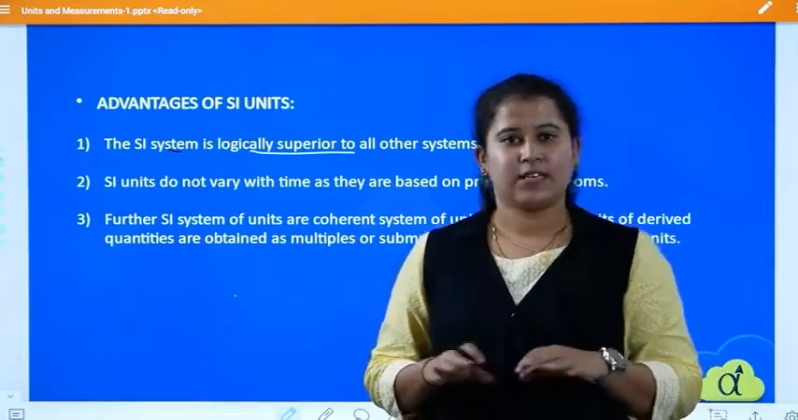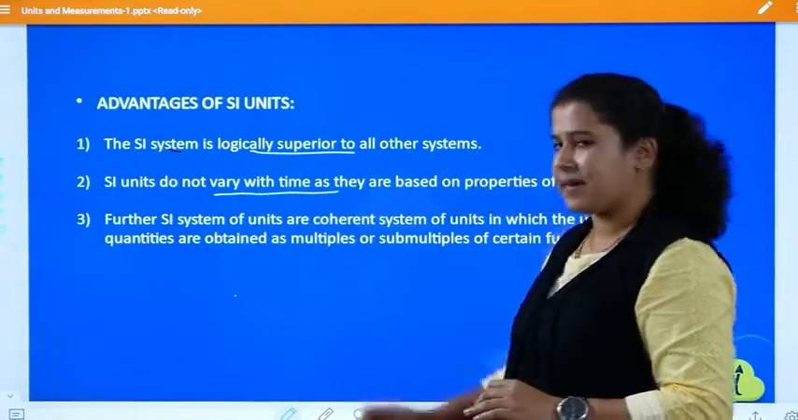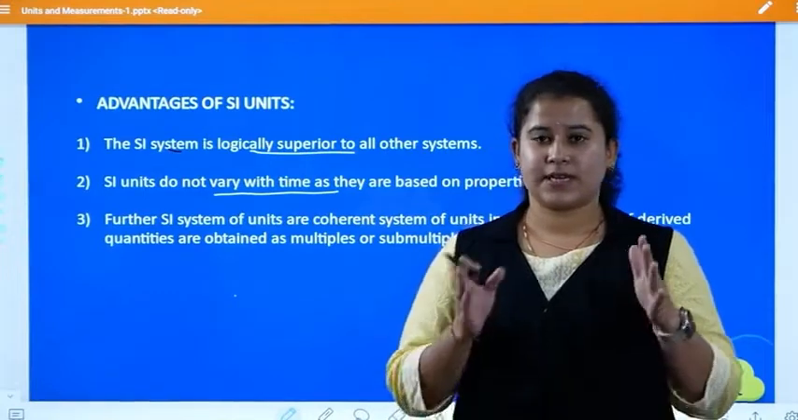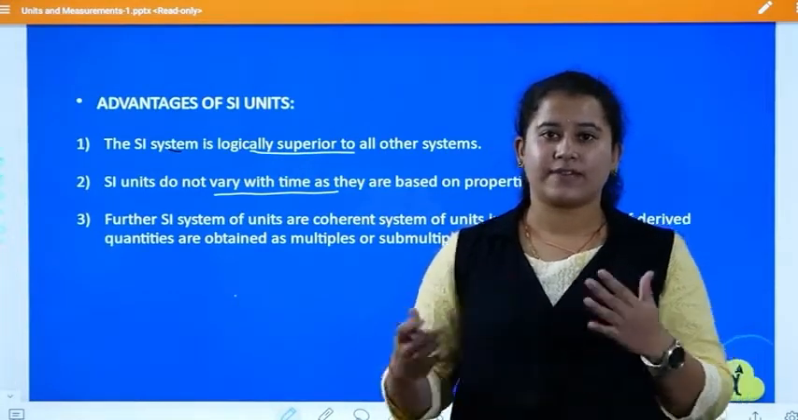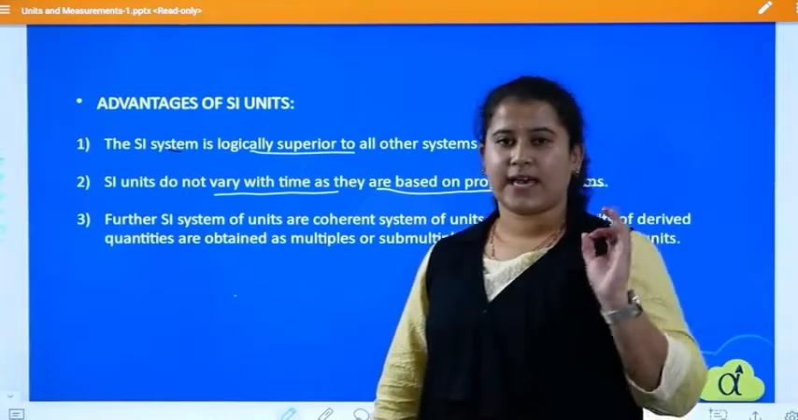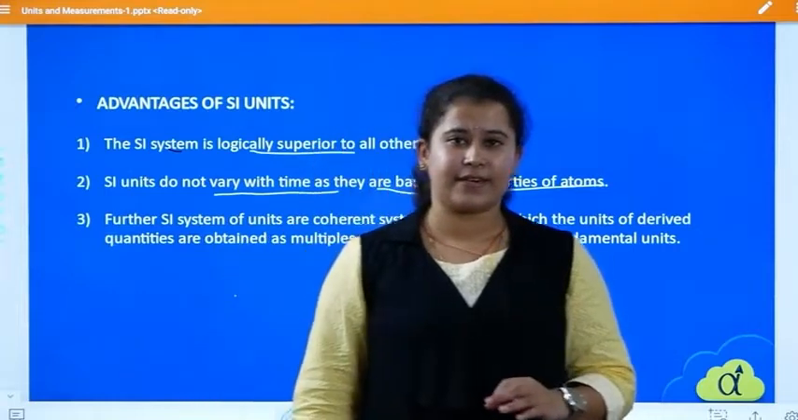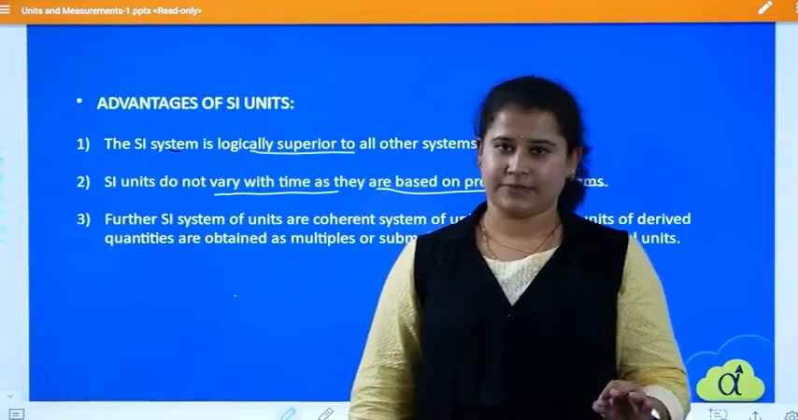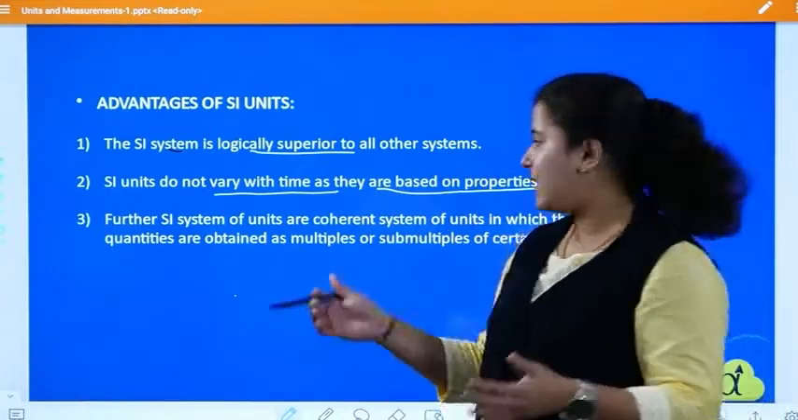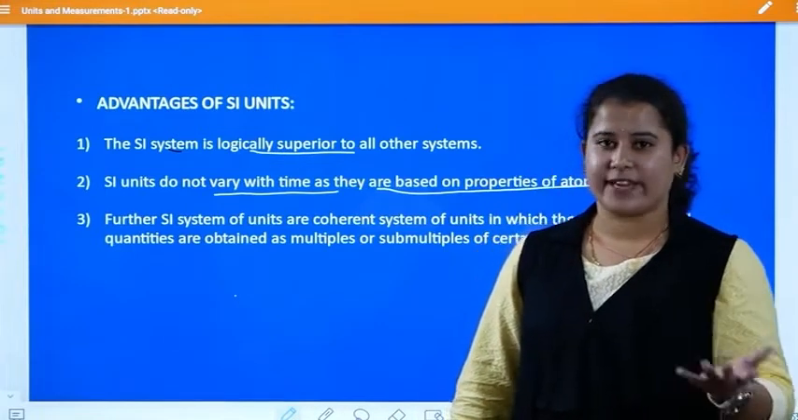So the SI unit is superior, in one word. Then, SI units do not vary with time. Whatever the time is, the SI units are the same, as they are based on the properties of atoms. Everything has a standard, and that standard is based on atoms. Clear? So the first is that it is superior to all, and the second is that it does not vary with time.